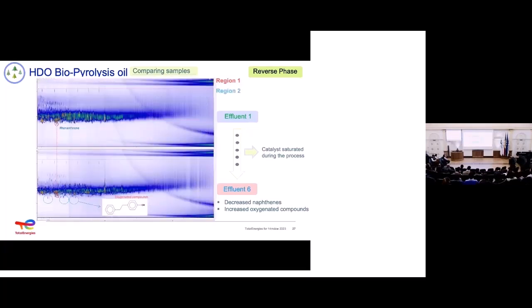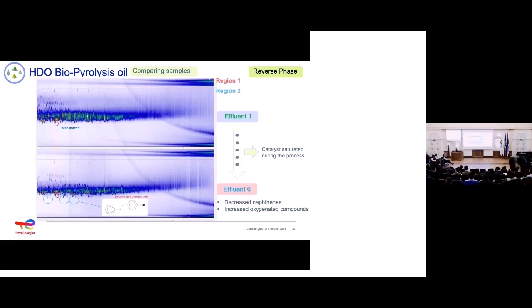In the second region, we were also able to see some oxygenated compounds that we didn't find in the first effluent. So what we can conclude about this is that after a time, the catalyst lost the power to convert the oxygenated compounds, to remove the oxygen from the sample, and also to convert aromatics or polyaromatics into naphthenes.